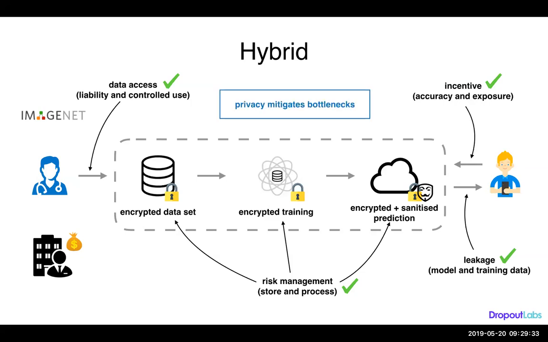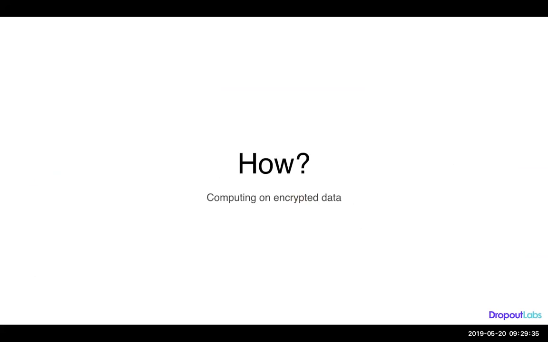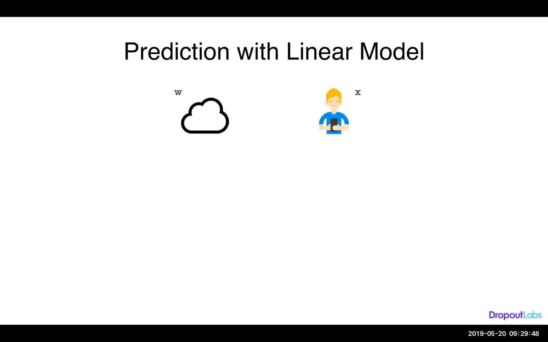Okay. So just to give you a quick idea of how computing on encrypted data works, I don't want to go too much into cryptography. I just want to give a very quick overview so you have some intuition about this stuff. Let's start with a very simple model, where we want to do market prediction. So we're going to use a linear model, meaning the client is going to send over his X, and then we're going to compute the dot product and send it back to the client.